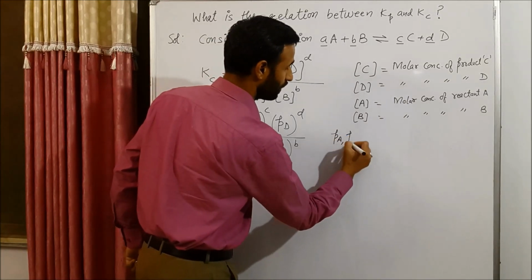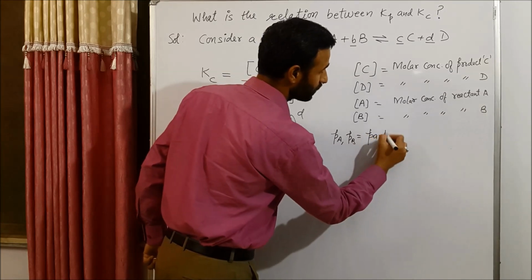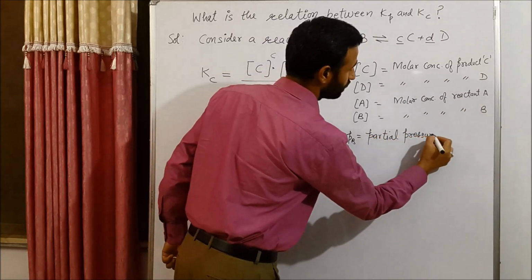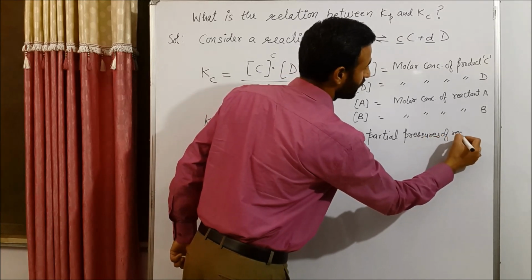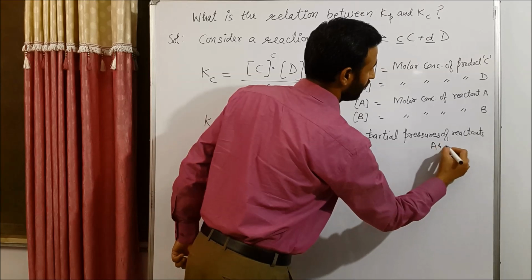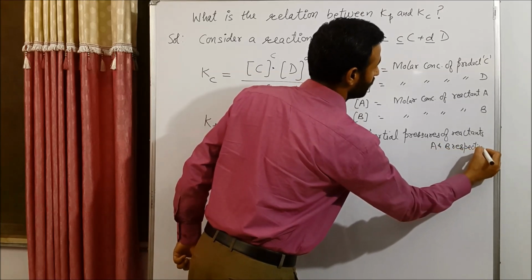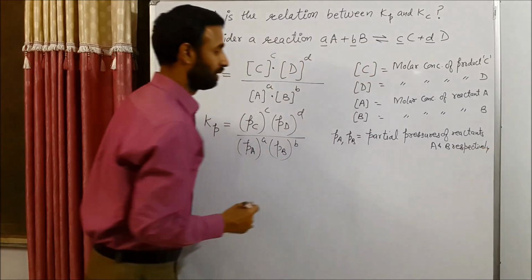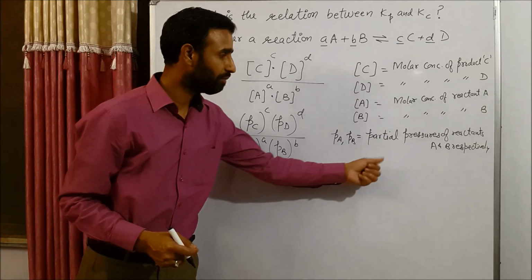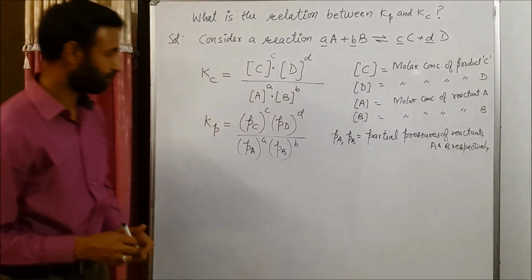PA, PB are partial pressures of reactants A and B respectively. And same is the case with PC and PD, partial pressures of products C and D respectively.